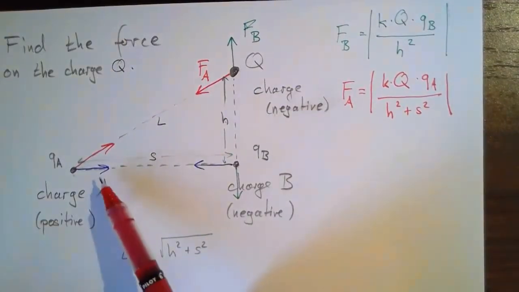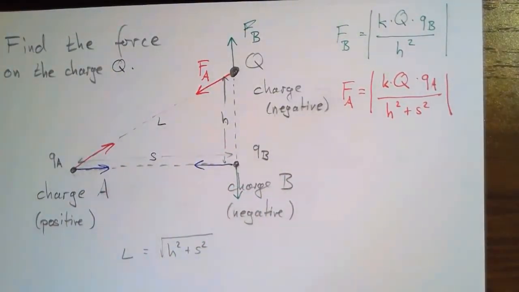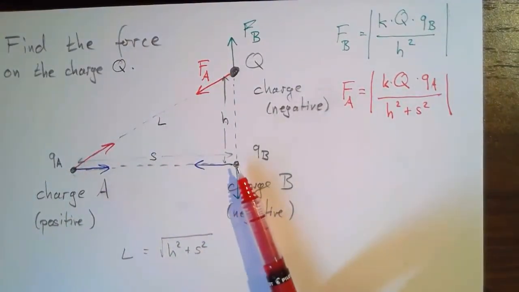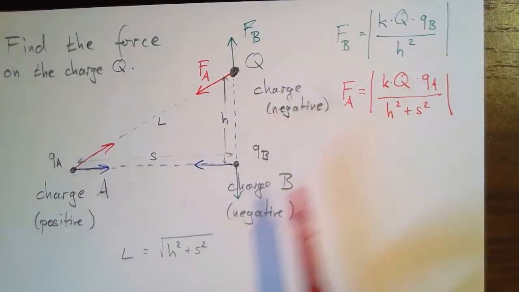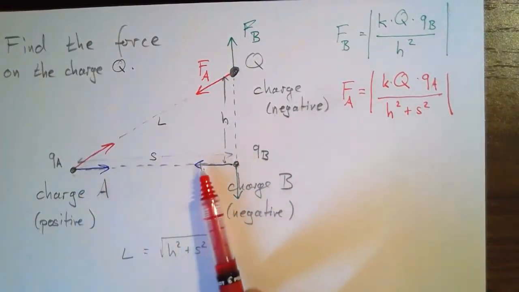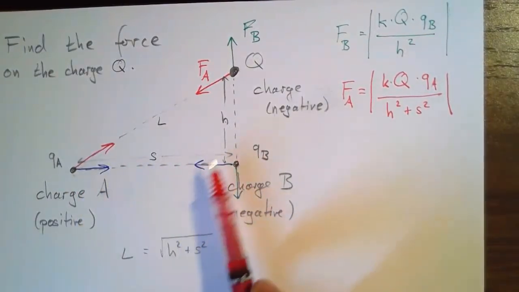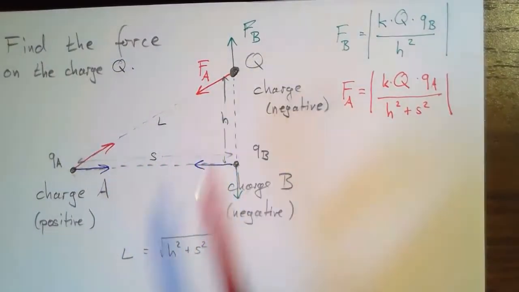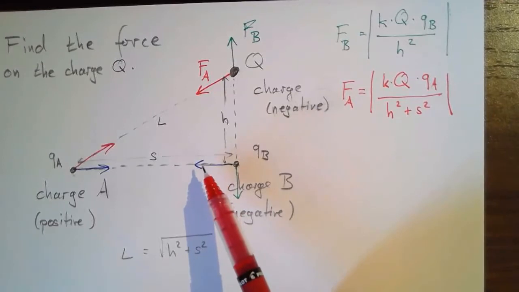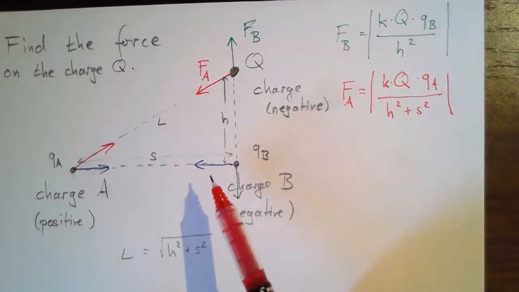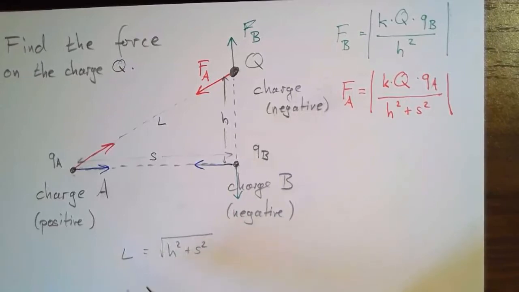Now, if I wanted to find that third force, the blue one, I'd plug in QA and QB at the top. So I'm going to get rid of that big old capital Q. But I don't care about the interaction between those two right now. The interaction between those two does nothing to this one. So nowhere in your calculation should there be a term that involves both QA and QB multiplied together.